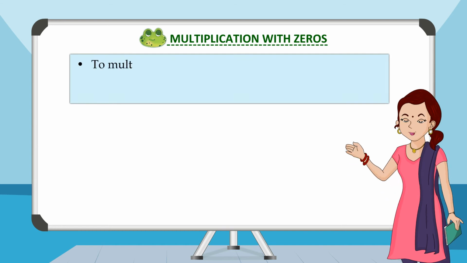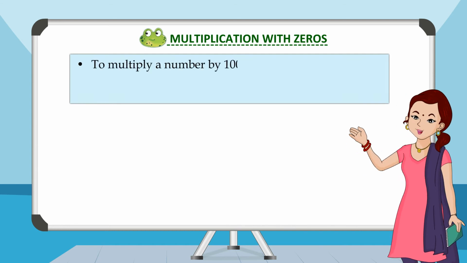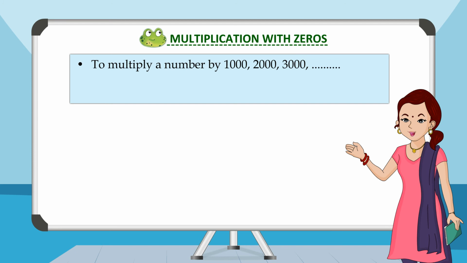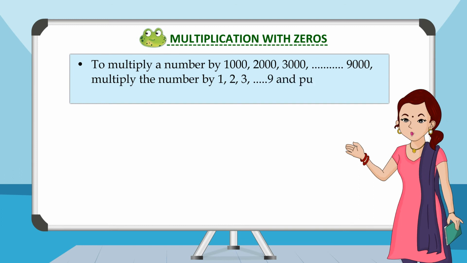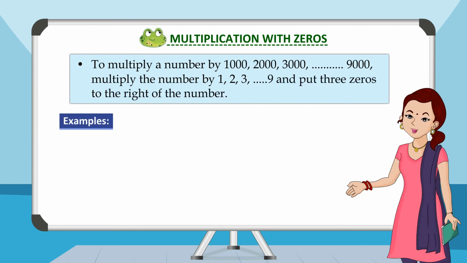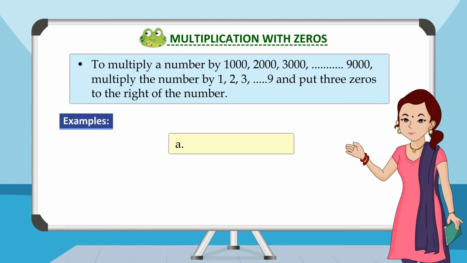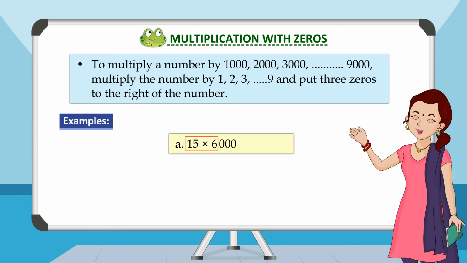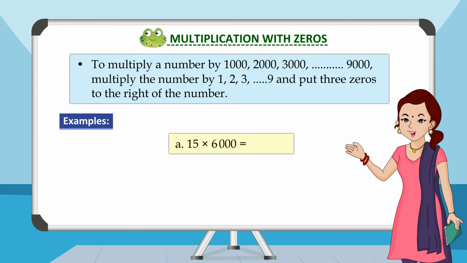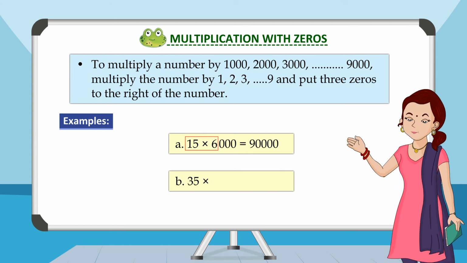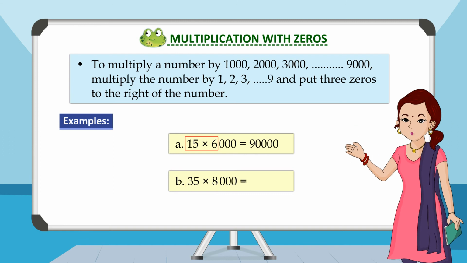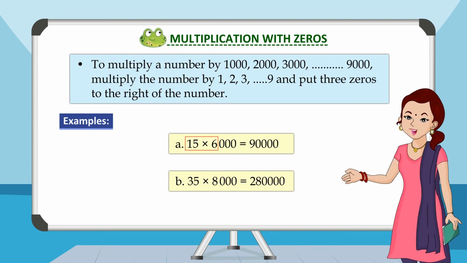To multiply a number by 1,000, 2,000, 3,000, 9,000, multiply the number by 1, 2, 3, 9, and put 3 zeros to the right of the number. Examples: A. 15 into 6,000 is equal to 90,000. B. 35 into 8,000 is equal to 2,80,000.